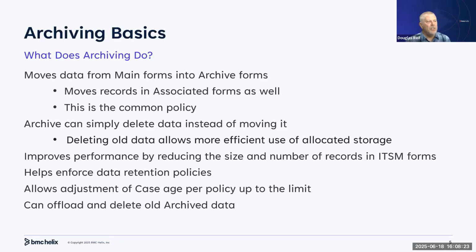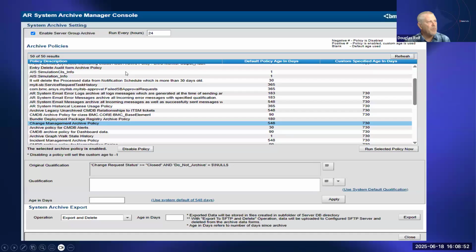Archiving allows you to adjust the case age, so that the age at which it'll be moved, up to a limit. And so for SAAS, BMC has hard limits. On-prem, you can set whatever limit you want, but at least in SAAS, there are some hard limits that you need to adhere to. And then lastly, you can offload the data from the archive forms completely and get them out of the database altogether, and you can export that data and then remove it completely. So that's what archiving does.